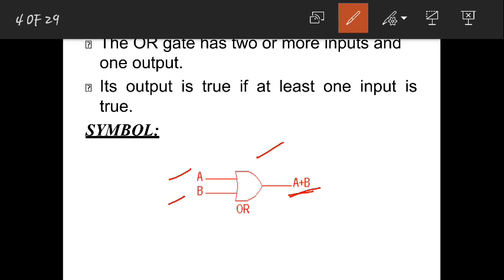How this works: here it is written that this OR gate can have two inputs or more than two inputs, but the output is always 1.